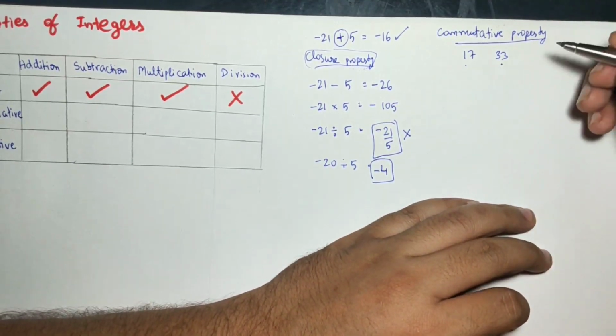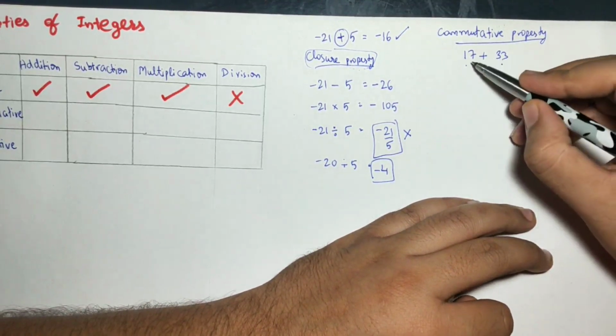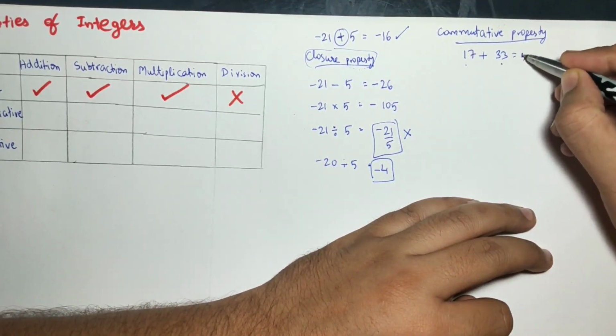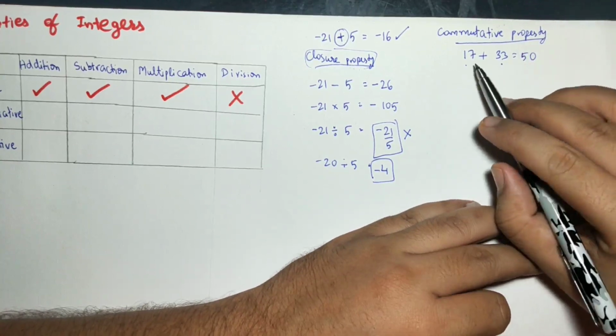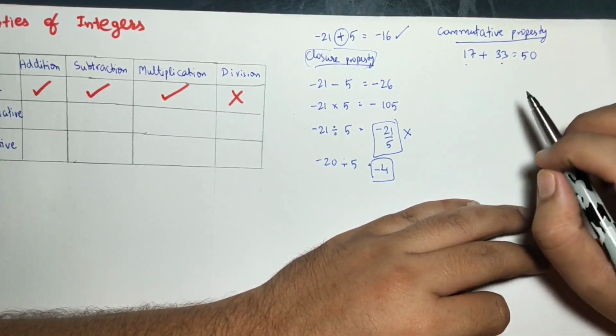To understand in depth, let us try addition of these two numbers. What is 17 plus 33? It is 50. I have first written 17, then I have written 33, and then we have added, and the answer is 50.